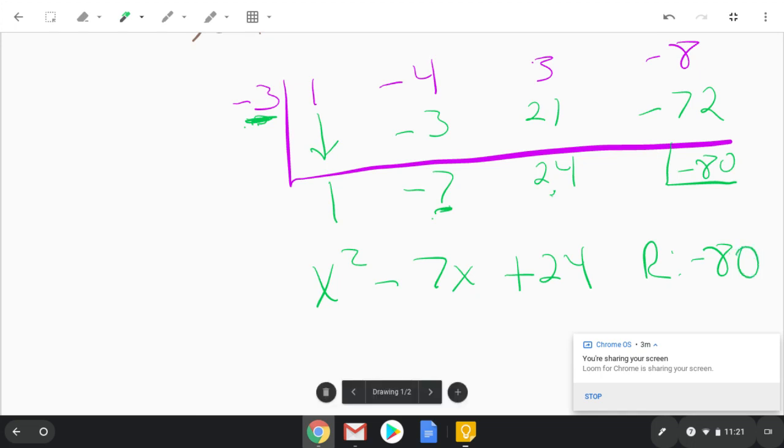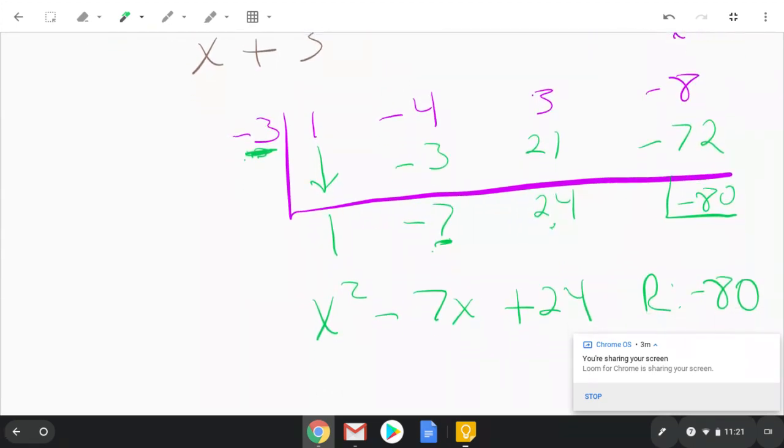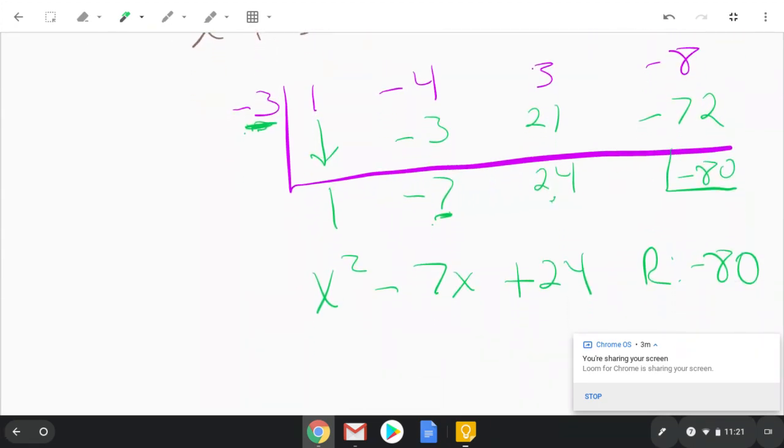All right, so hopefully that's a little faster than the traditional polynomial long division. So do some more examples.